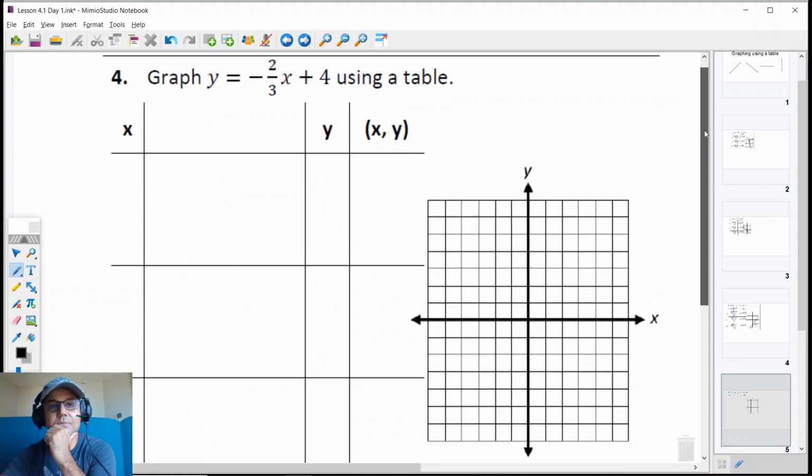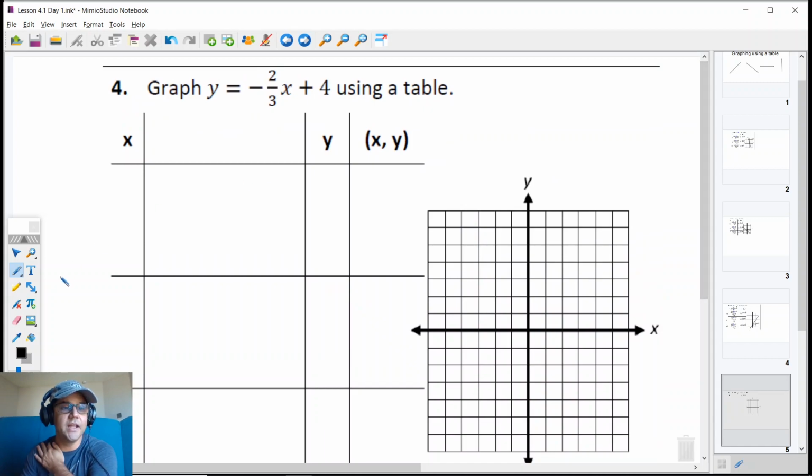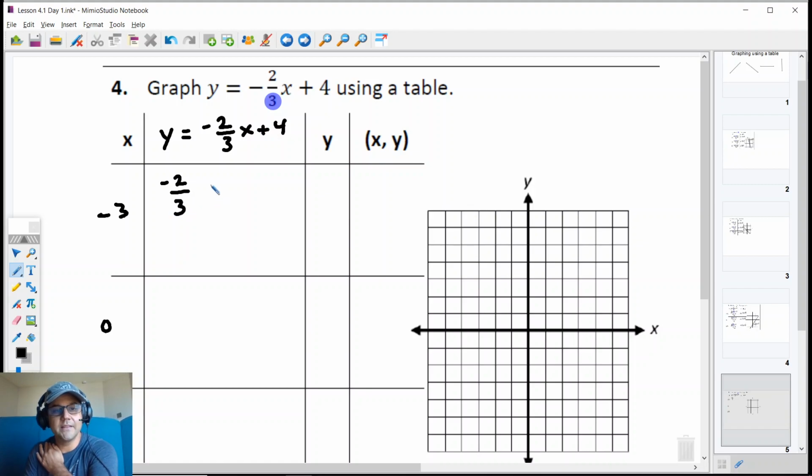All right, looking at this one right here. Okay, so same strategy. Let's go ahead and look at our denominator. That will allow me to go ahead and select my x's. Looking at my denominator of 3, I'm going to choose -3, 0, +3. On my substitution again, be careful with your signs.